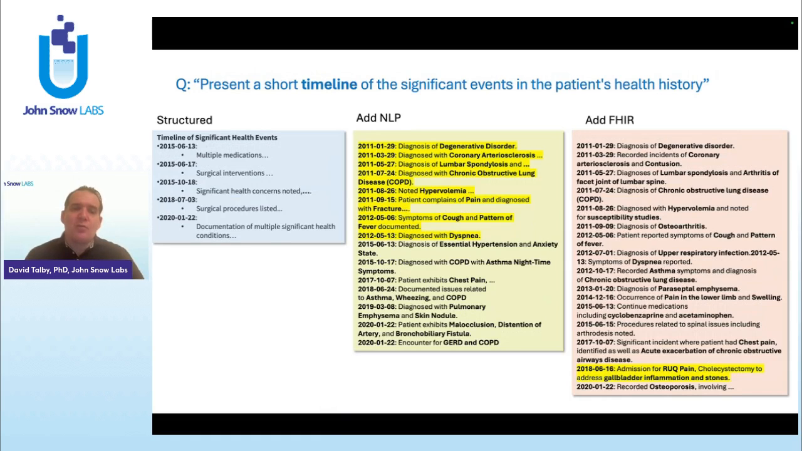Another very common type of question is around summary and timeline. So, summarize this patient. Why is this person here? What happened to them since I last saw them? Or present a timeline of significant events. And also here you can see what you get if you only have structured data. In the middle, what gets added if you also add the unstructured text, and to the right, what happens if you also add FHIR as another modality.